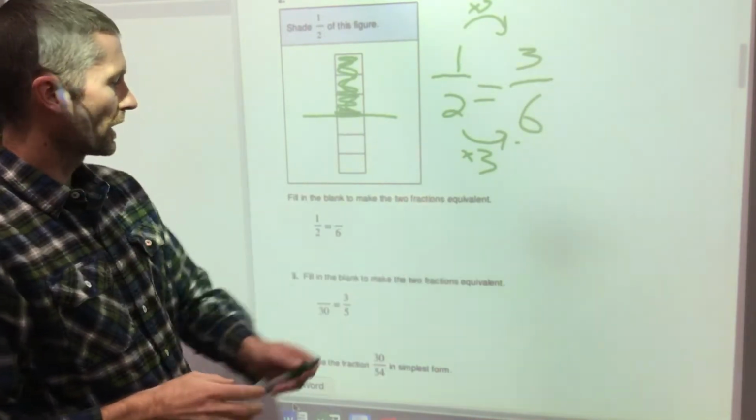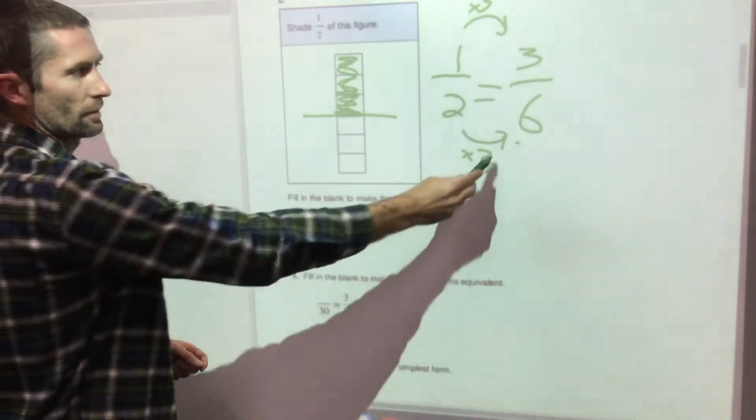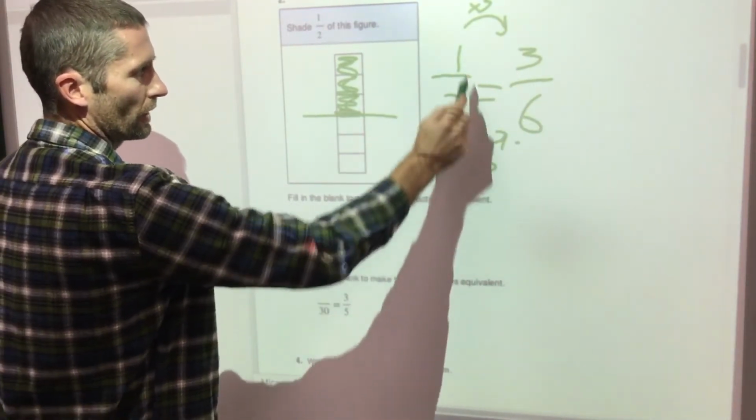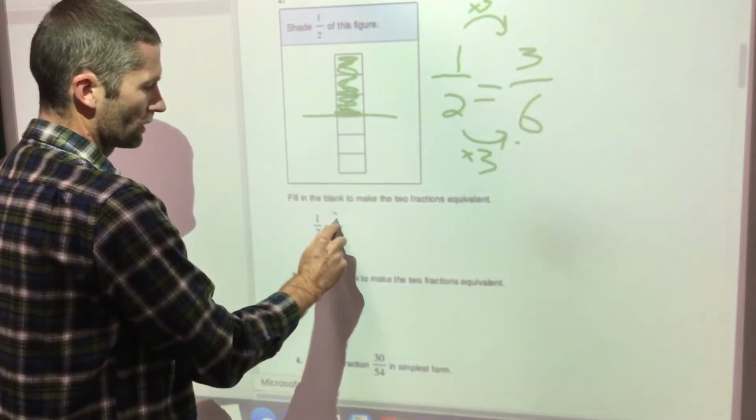Fill in the blank to make the two fractions equivalent. 1/2 is how many sixths? We just did that problem. To get from 2 to 6, we multiplied by 3, so 1 times 3 is 3/6.